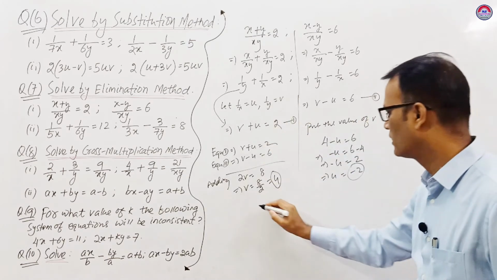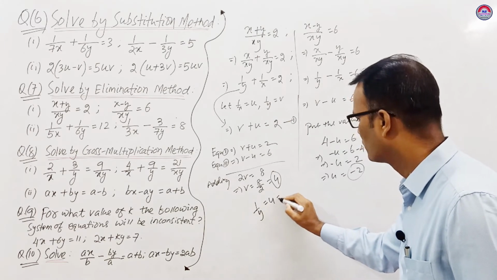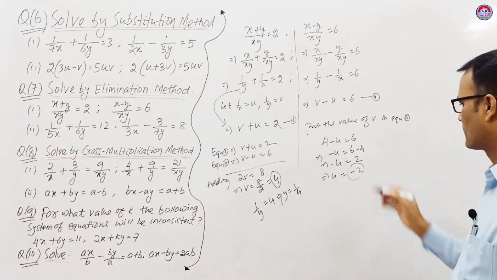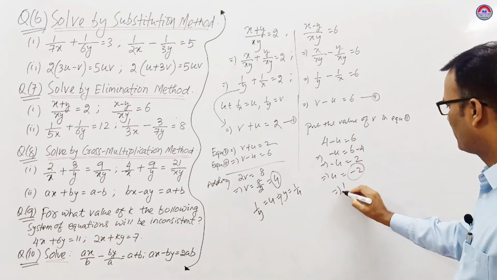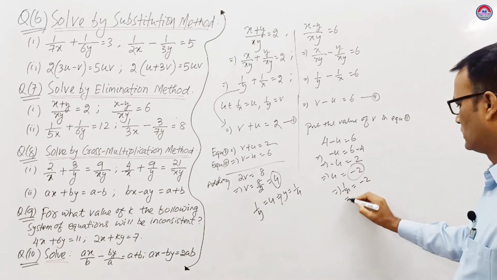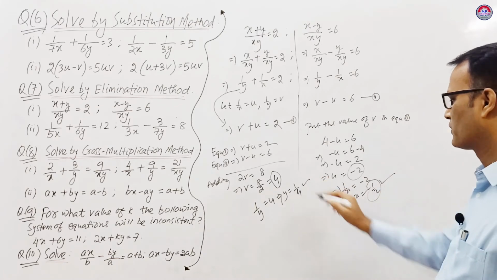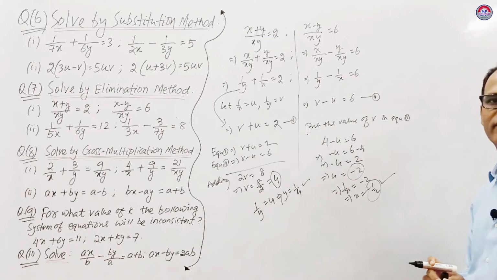u equals minus 2, b equals 4. b is what? 1 by y. So 1 by y equals 4. That implies y equals 1 by 4. Similarly here, 1 by x equals minus 2. That implies x equals minus 1 by 2. The answer: x equals minus 1 by 2 and y equals 1 by 4.